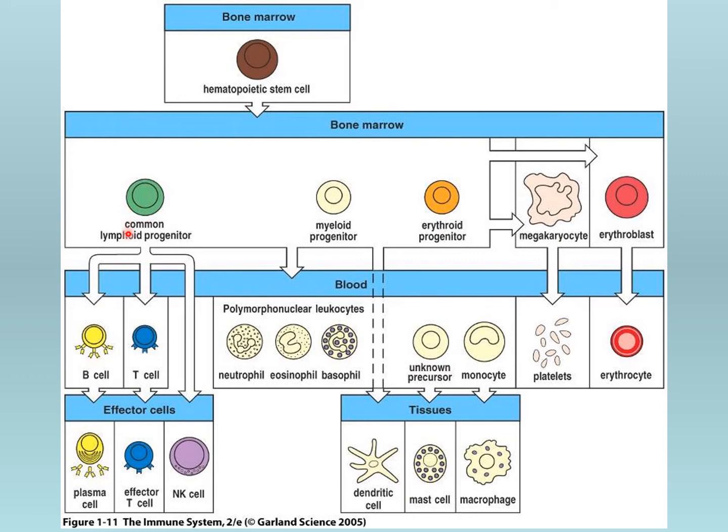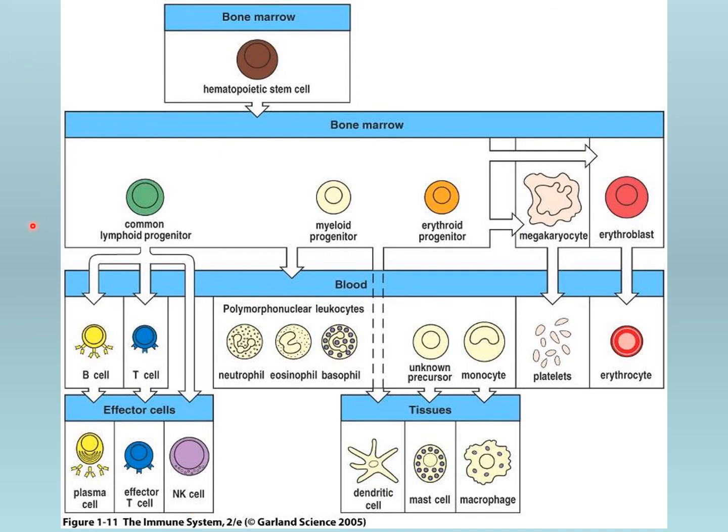So the third lineage is one in which a lymphoid progenitor develops, which is committed to the development of lymphocytes, which can be B cells or T cells. And these B cells, as we have already discussed, develop into plasma cells, which secrete the antibodies. T cells are of different types like T cytotoxic, T helper, T regulatory, and this progenitor also has the ability to develop into natural killer cells.